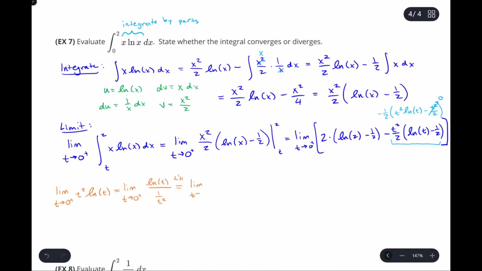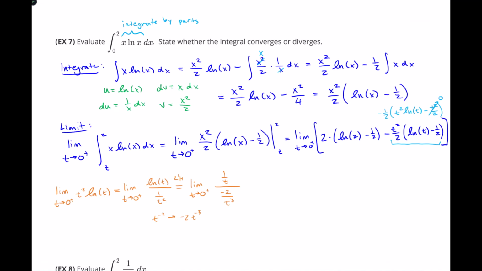So it's the limit as t goes to 0. I would do the derivative of the numerator. The derivative of natural log t is 1 over t. Divide that by the derivative of the denominator. And the derivative of that denominator, you can come off to the side and work that through. If you write this as t to the negative second, that differentiates as negative 2 t to the negative third, which would be negative 2 over t cubed.